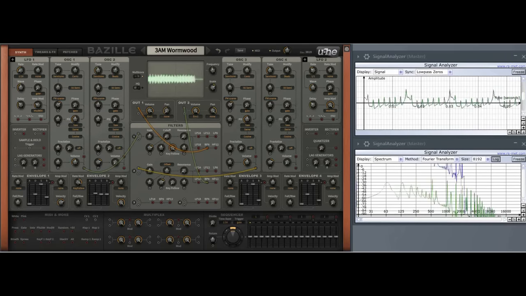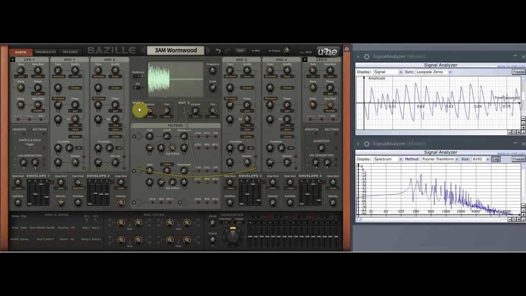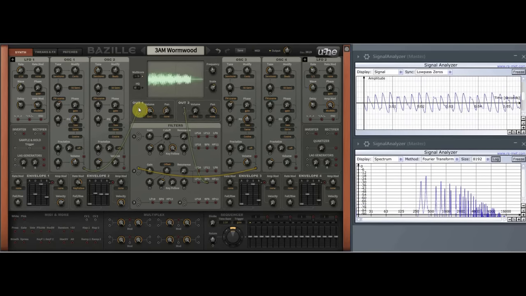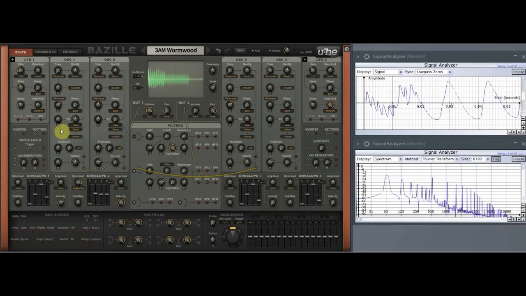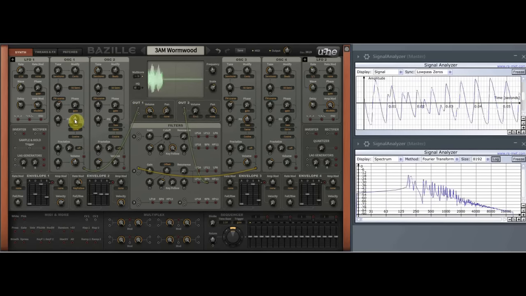Let me analyze the involved modules. Path 1 at first. So I turn down the volume of output 2. I bypass the filter to get the clean oscillator's signal. The phase distortion knob is turned up halfway between sine and saw.